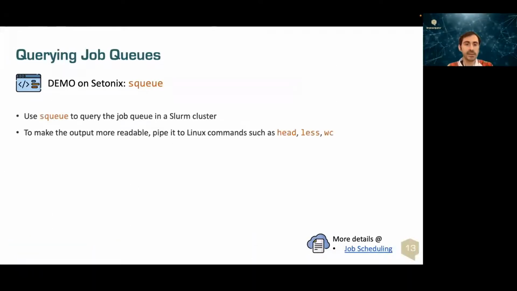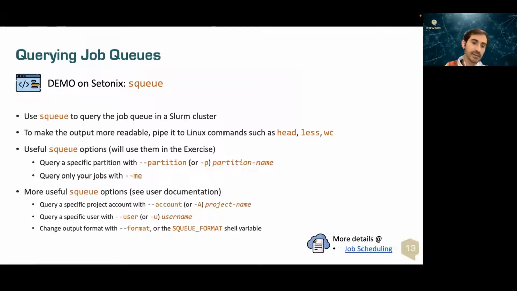All right, let me go back to the slides. Oh yeah, something that I didn't show you, because the output of sq can be quite long. It can be a good idea to use Linux commands such as head and less to just have a look at the output in a more friendly way. And then these are the options that I cover, so the -p and --me. And there are also other useful sq options that I'm not covering in this module in the interest of time. There are just some references here and more details in our user documentation.